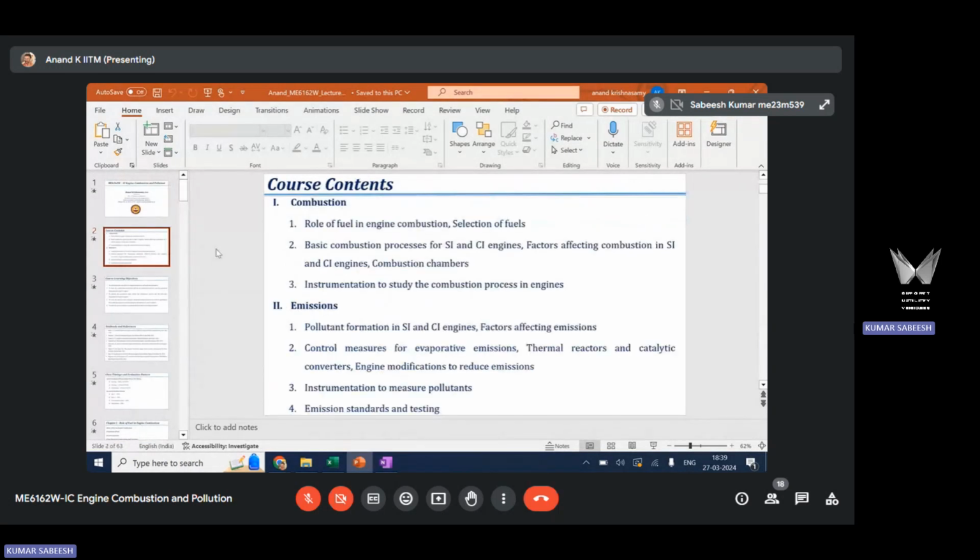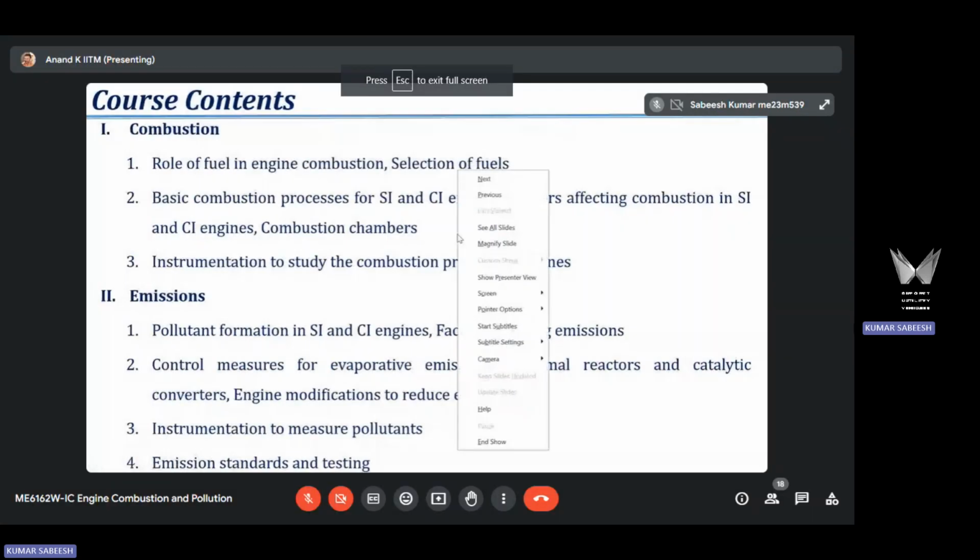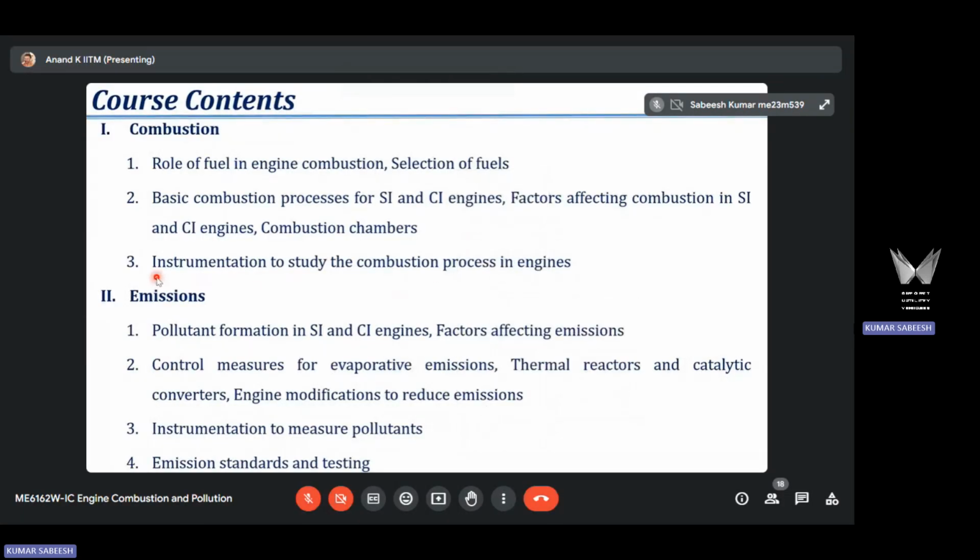So going back to the syllabus, we have concluded the combustion module with this chapter on instrumentation to study the combustion process. This first module is on combustion, where we started with the fuel and its molecular composition and its effect on the combustion. We discussed thermodynamic aspects of combustion, and then the actual combustion process in SI and CI engine, including various factors that control the different stages of combustion. Then we discussed the instruments used to acquire the pressure profile, and from there how we can derive other useful combustion parameters. So with this, module 1 is concluded.